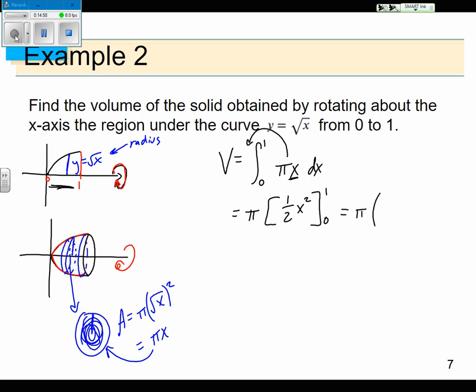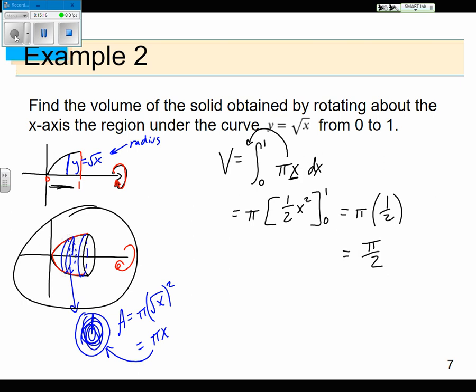That's going to be pi. If I plug in 1 right there, I get 1/2. If I plug in 0, it goes away. And so the volume of this bowl right here is going to be pi over 2.